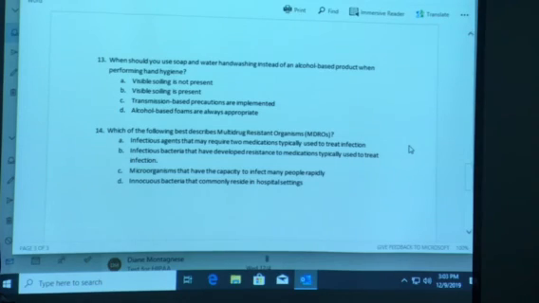Question number 14. Which of the following best describes multi-drug resistant organisms, MDROs? A, infectious agents that may require 2 medications typically used to treat infection. B, infectious bacteria that have developed resistance to medication typically used to treat infection. C, microorganisms that have the capacity to infect many people rapidly. Or D, innocuous bacteria that commonly reside in hospital settings.